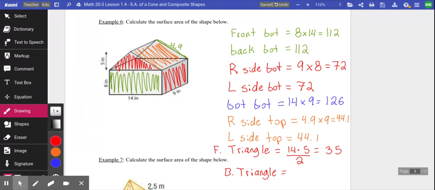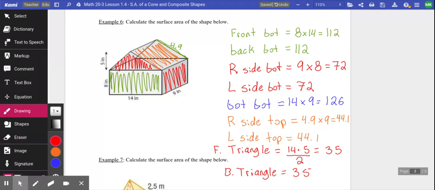Gentlemen, just wait. Someone's asking a question. David, I can't hear. I just found the area of the triangle. Yeah, if you can do that, then go for it. Yeah, that's fine. That back triangle is also going to be 35, right? There is a triangle on the back here.